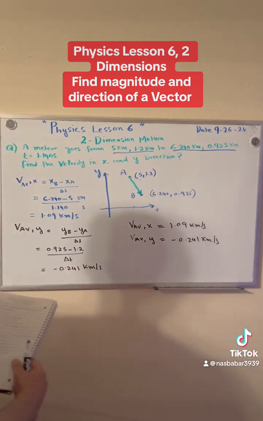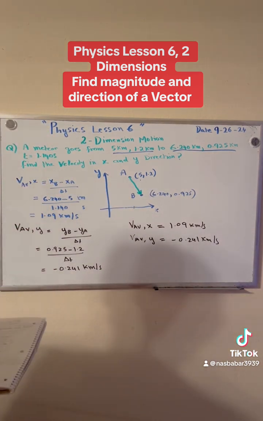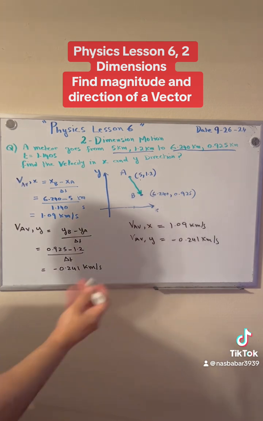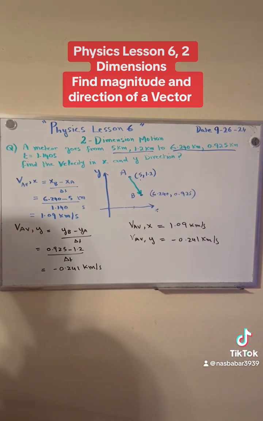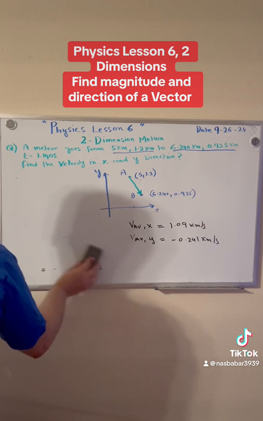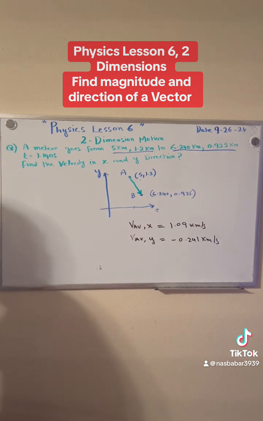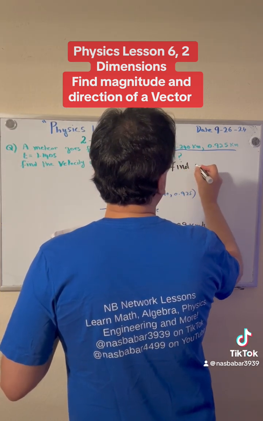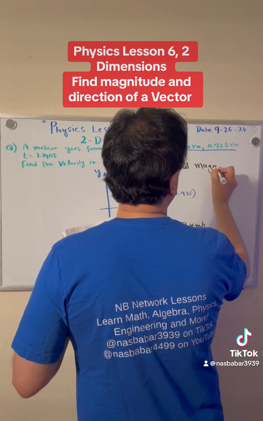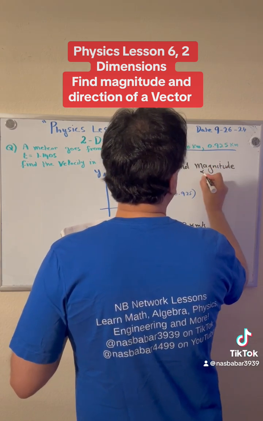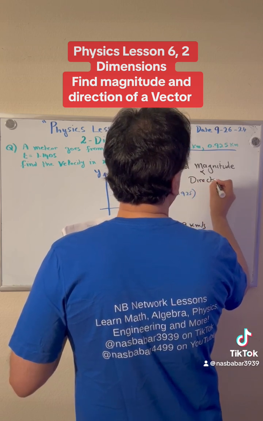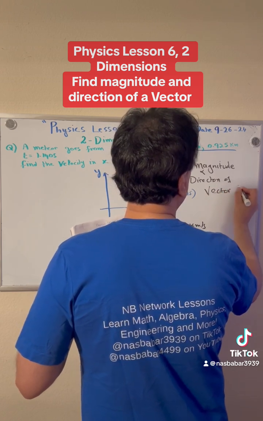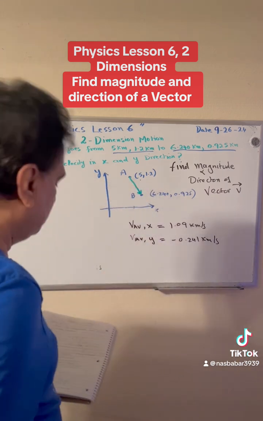Now in this lecture, what we're going to do is find the magnitude and direction of this vector. Magnitude: how big is this vector, and what's the direction, the angle? So let me go ahead and erase this so I can have some room right here. In this topic, we are finding the magnitude and direction of vector V, which is this right here, the one in green.